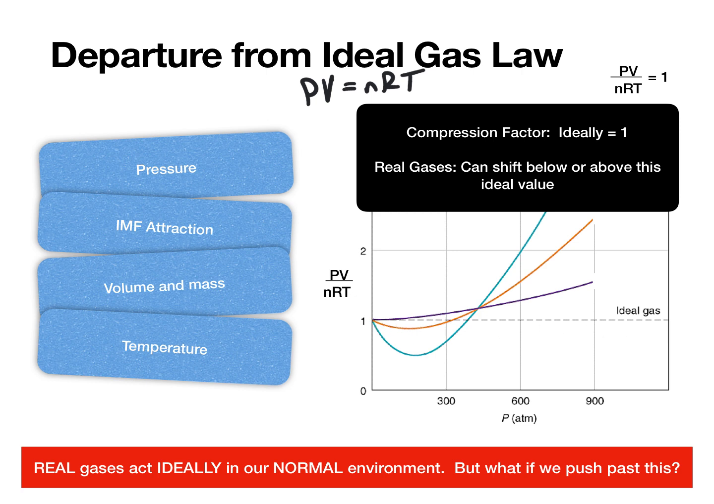But it's worth noting that real gases do act ideally at normal environmental conditions. At 1 atmosphere pressure and at 293 Kelvin, real gases behave pretty much like the ideal gas. But what happens if we push them past these ideal conditions? Things that will play a factor are pressure, the intermolecular attractions, the volume and mass of the gas, and even the temperature. And we're going to look at all 4 of these here today.